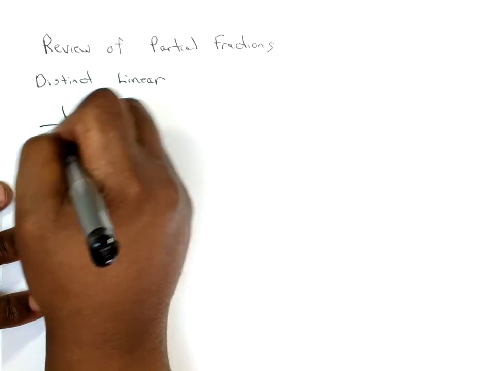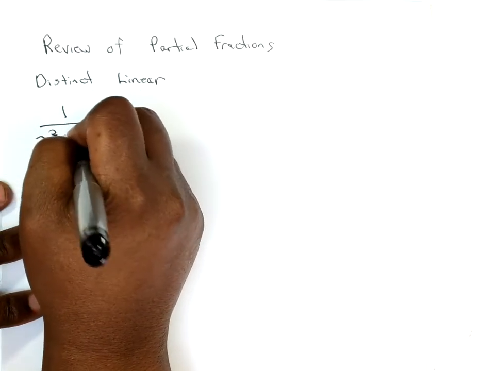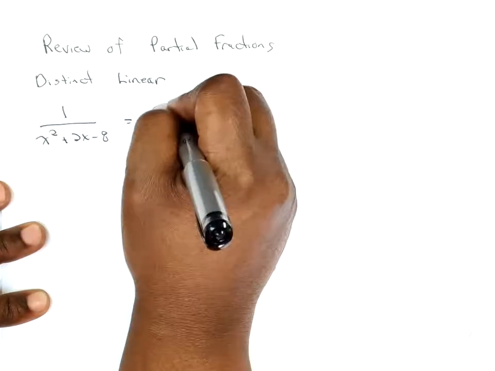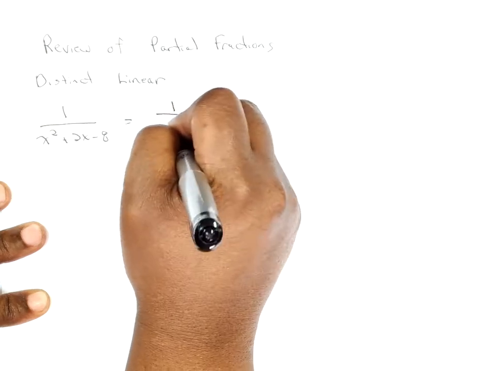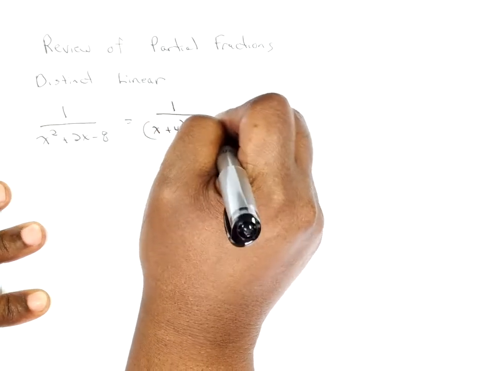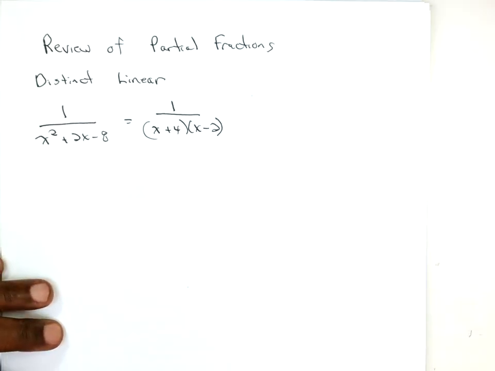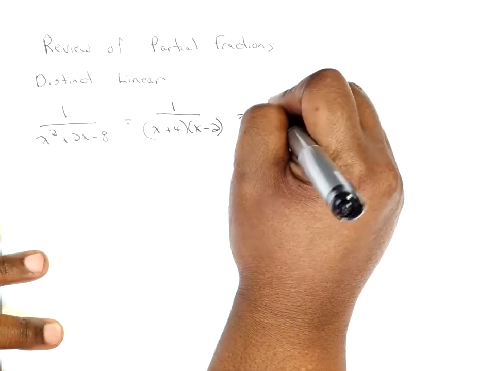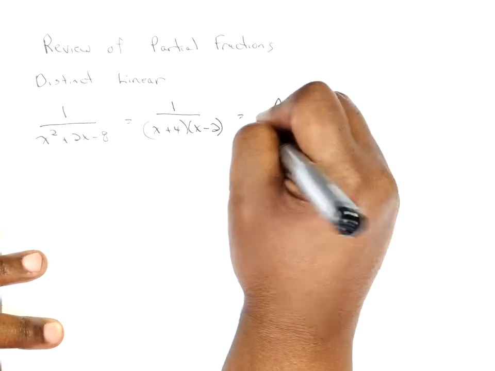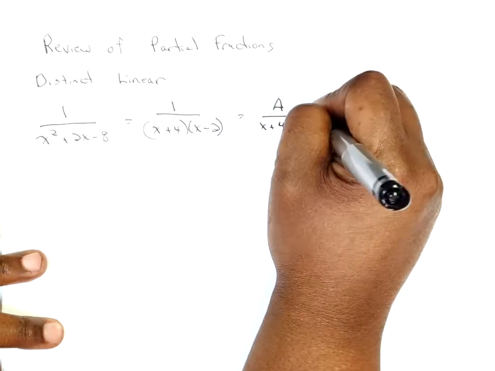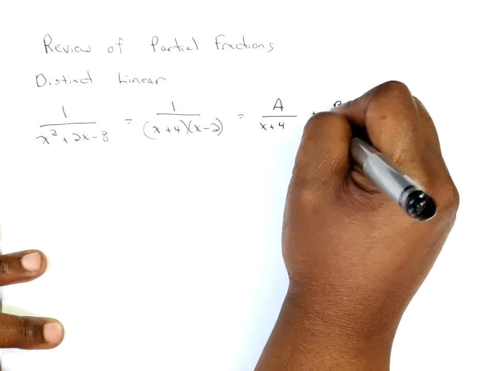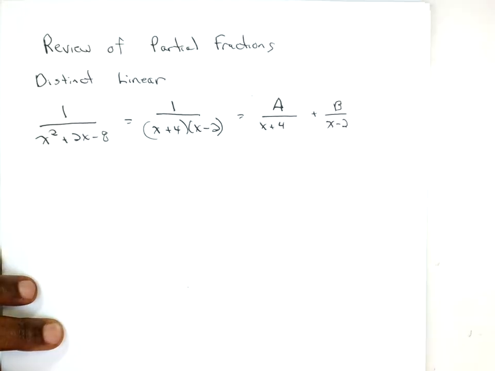So if I have 1 over x squared plus 2x minus 8, we're going to break those apart by factoring the denominator. So x squared plus 2x minus 8 factors to x plus 4 times x minus 2. And then each factor we break apart. Now because there's linear factors on the bottom, we just need constants in the numerator.